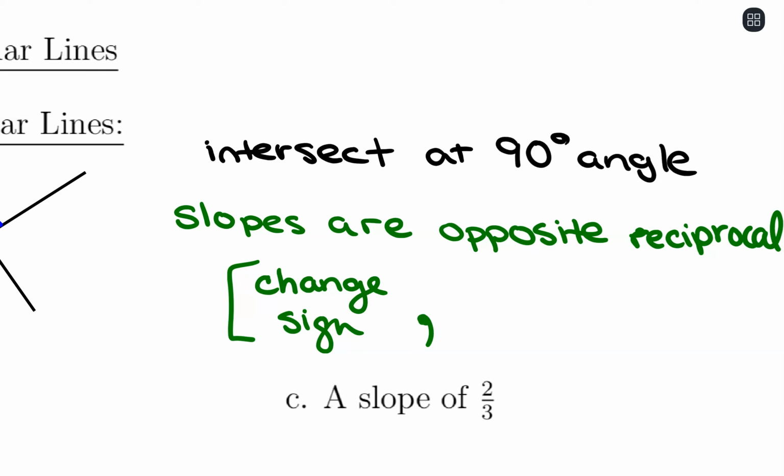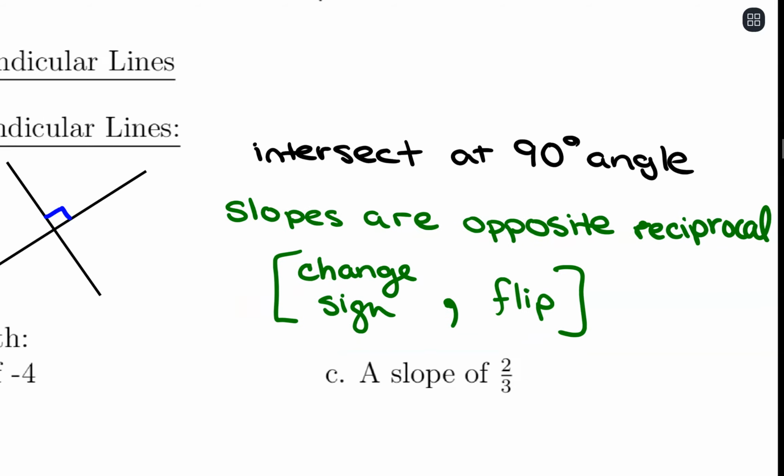We can say opposite reciprocal, but if you're looking for a shortcut way to think of it, I think of it as change the sign and flip. Flip meaning switch the numerator and denominator. That's opposite reciprocal: change the sign and flip it. So let's try this out.